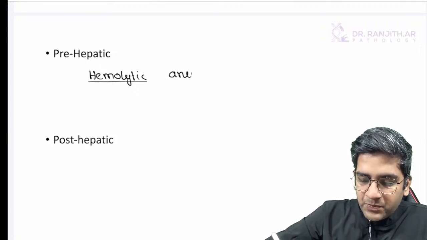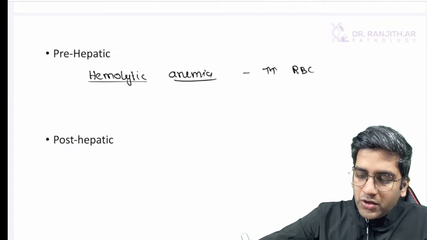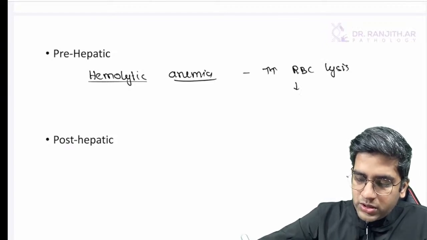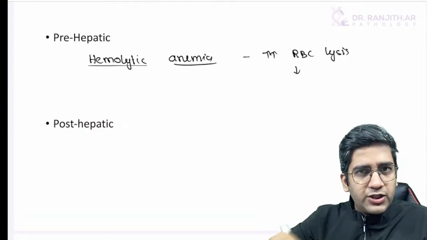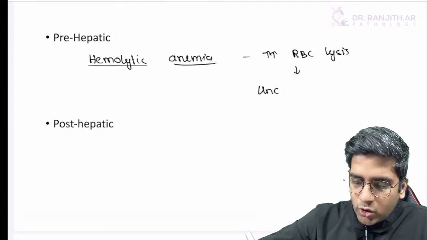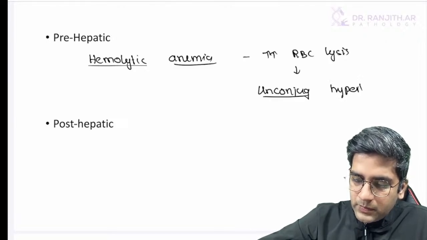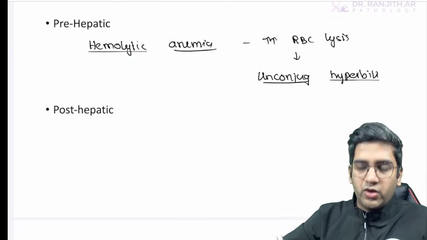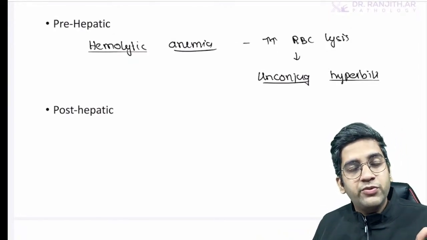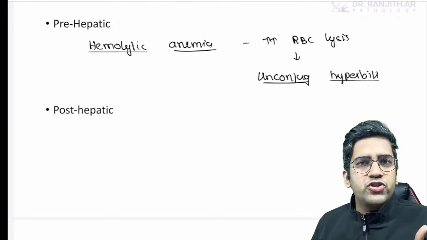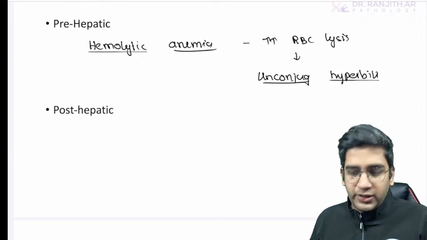Any hemolytic anemia, by default, you'll have an excess amount of RBC lysis or heme lysis, and that is going to cause an excess production of bilirubin. Every prehepatic jaundice by default will be an unconjugated hyperbilirubinemia, because it's going to happen before entry to the liver. Obviously, the liver is the only one which is going to conjugate. So lots and lots of bilirubin is going to come into the liver, my liver cannot conjugate everything, so predominantly I'll have an unconjugated hyperbilirubinemia. Fine. That's your prehepatic cause.